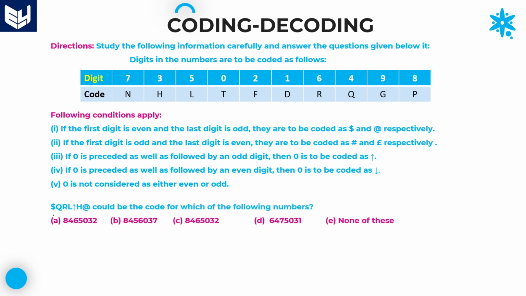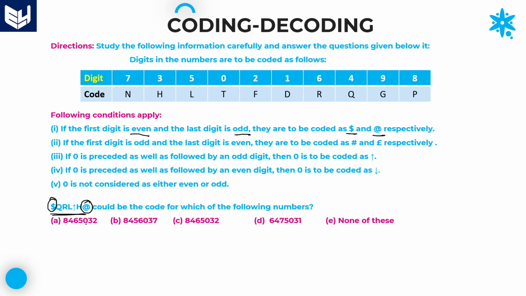Last question. Here directly code is given. We need to find the number for that. Here first one is dollar and last one is at the rate. It means that definitely condition 1 applied. According to condition 1, first digit is even, last digit is odd. Once check it out, which options having first digit is even, last digit is odd.